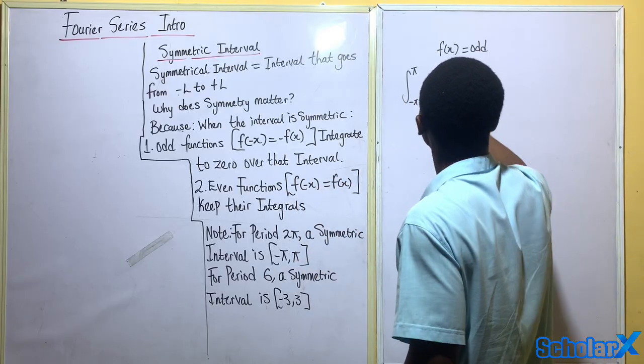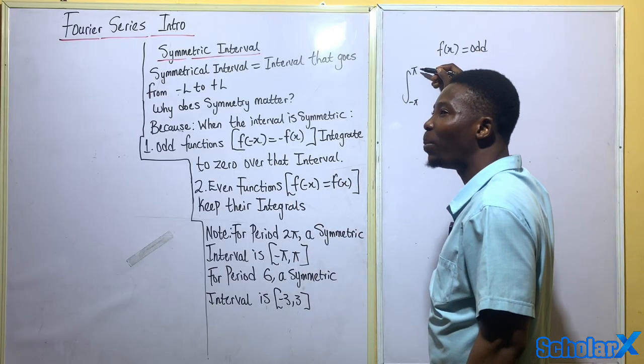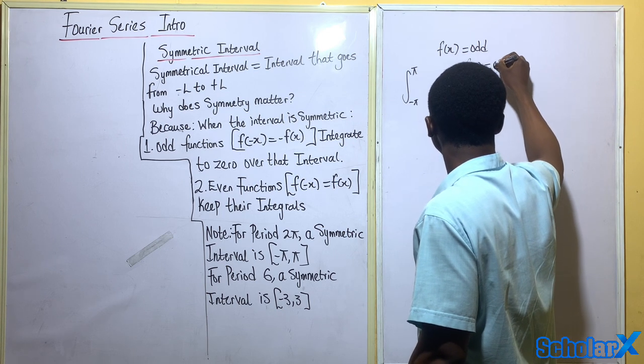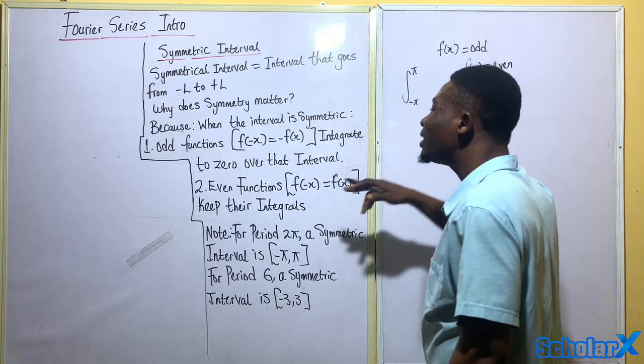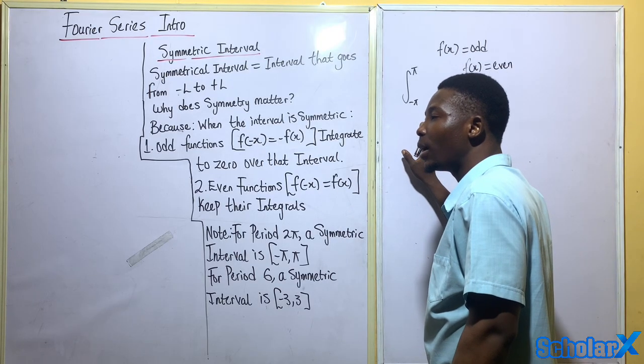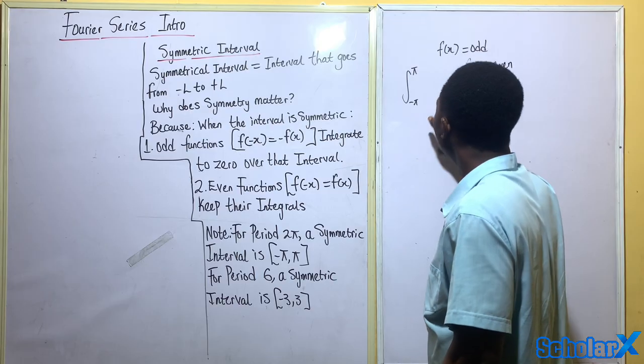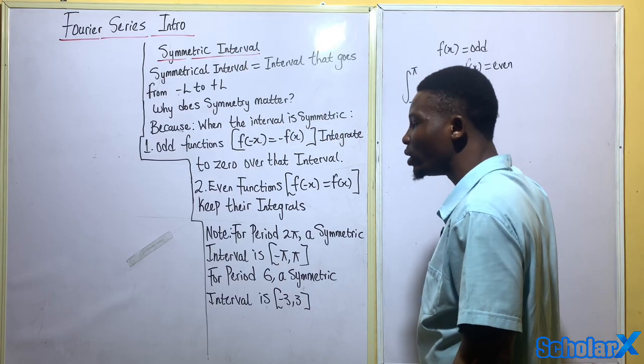That means if you are integrating over an interval of minus pi to pi, and your f of x is even, your integral will be kept. But if it's odd, your integral tends to 0. That's what it's trying to say.